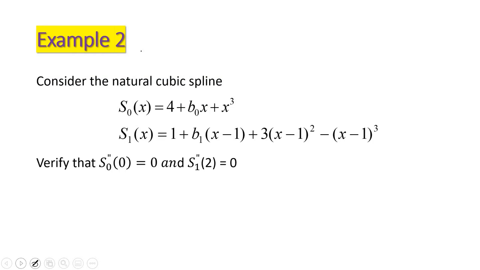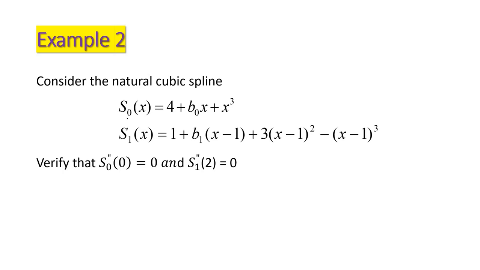Okay, the second example. Consider the natural cubic spline S0(x) equals 4 plus B0 x plus x cubed, S1(x) equals 1 plus B1 (x minus 1) plus 3 times (x minus 1) squared minus (x minus 1) cubed. Verify that S0 double prime at the point x equals 0 equals 0 and S1 double prime at the point x equals 2 equals 0.